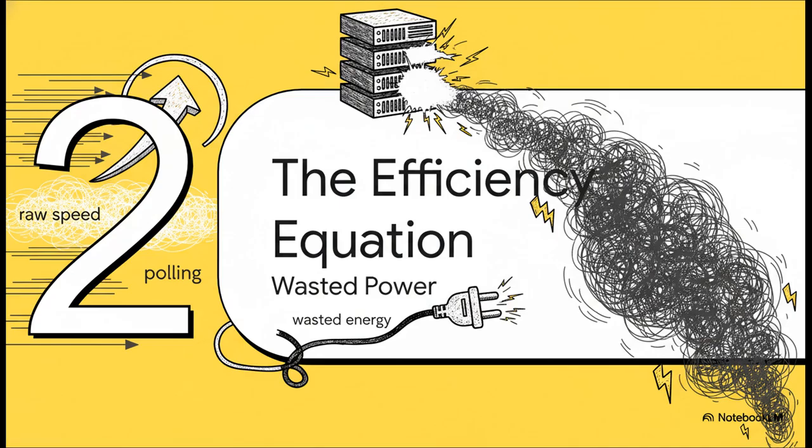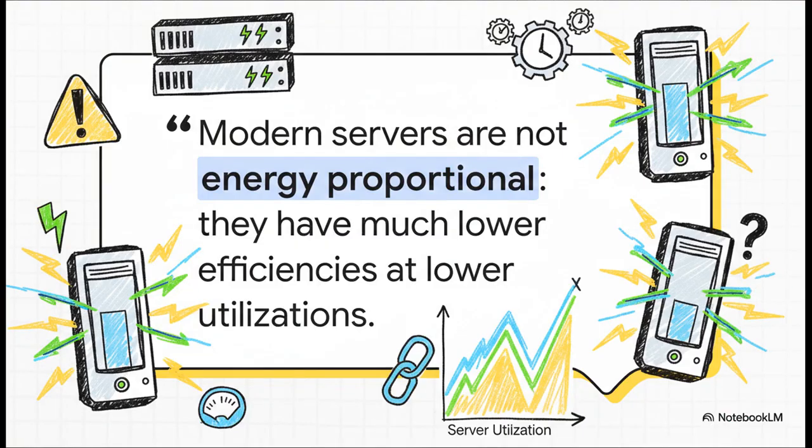But hold on, raw speed is only half the battle. That super-fast polling method, well, it works by keeping the CPU pegged at 100%. And that brings us to the other massive challenge in data centers: wasted energy. This quote from a really important paper by Google just nails the problem. Energy proportional. It just means a server should use power based on how much work it's doing. You know, sip power when it's idle, chug it when it's busy.